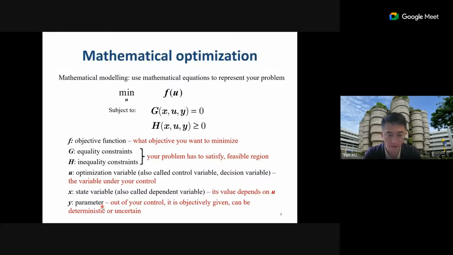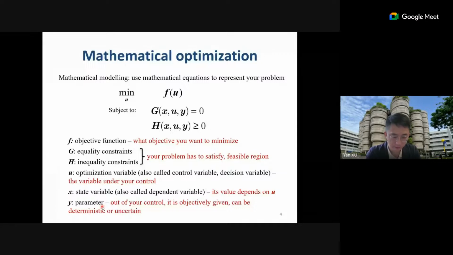The parameters are objectively given values which are out of your control. We cannot change them. For example, the line parameters, the load demand, and the power output of the wind and the solar systems, right? So these values are totally out of our control. We can just take them as an input.